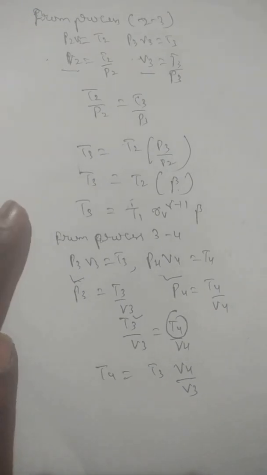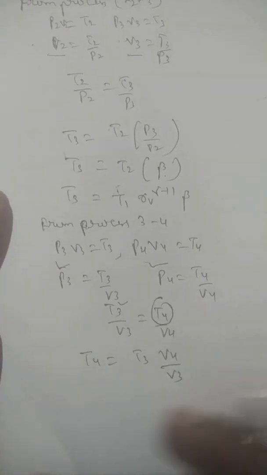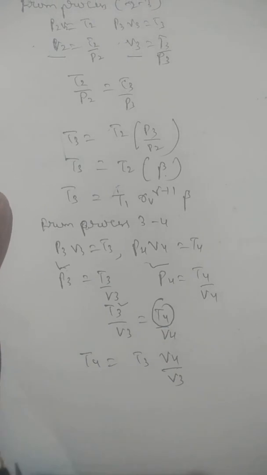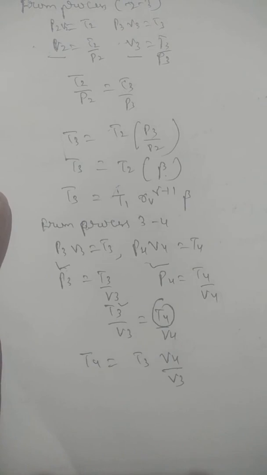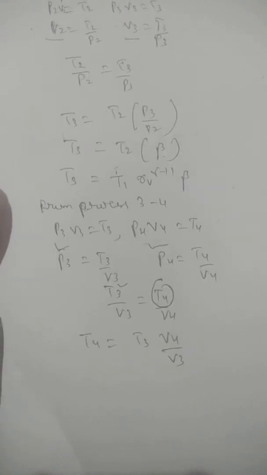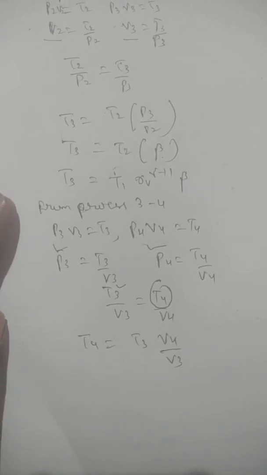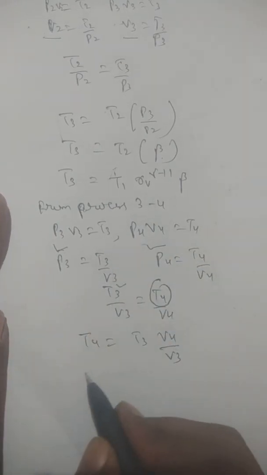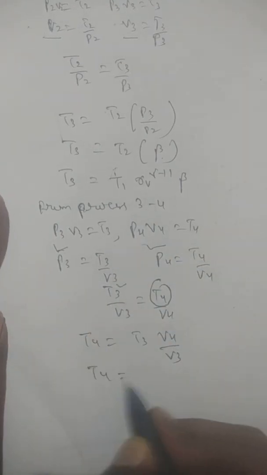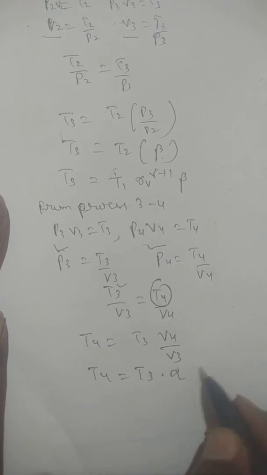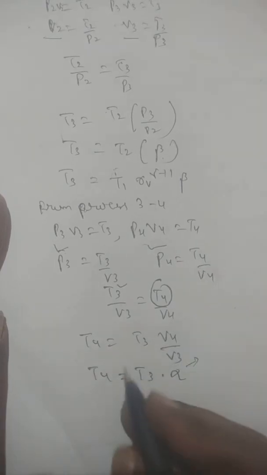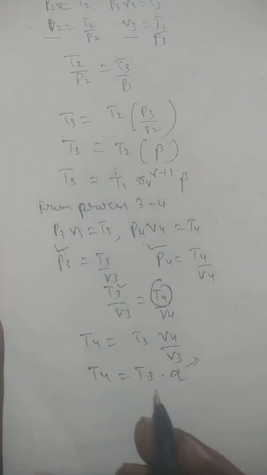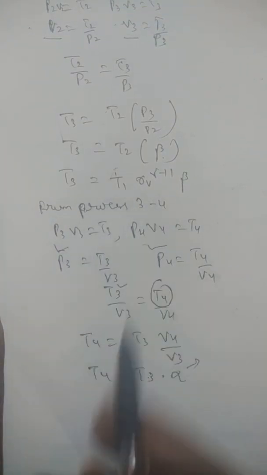Now what is V3? This is important, as I explained in the previous video on the diesel cycle, while finding the equation for the diesel cycle. As I already explained, what is this V4 by V3? One more new term comes: T4 is equal to T3 into alpha, where alpha is the cutoff ratio, that is V4 by V3. Now T3 is known here, so I will take the T3 equation and put it here.